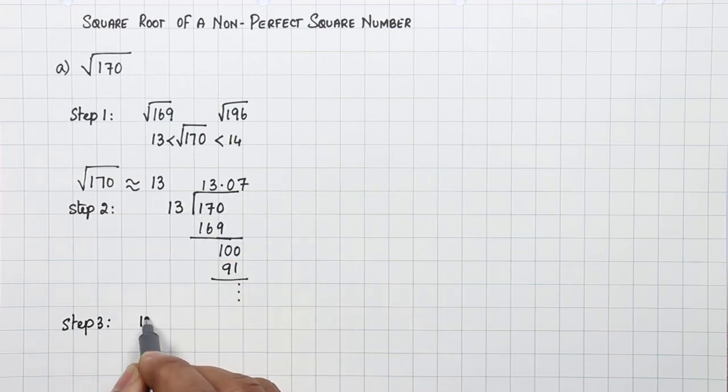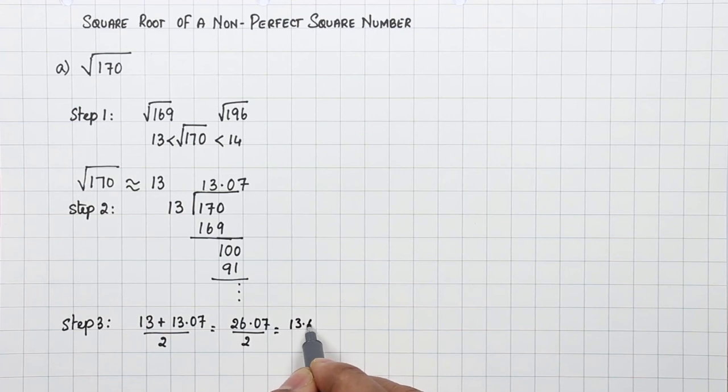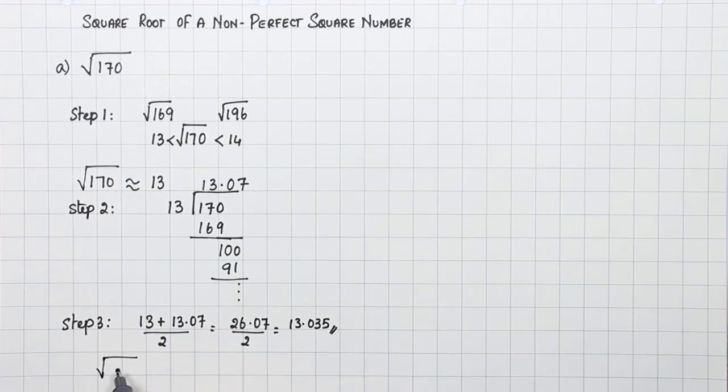Now the average of these two values is going to be 13 plus 13.07 divided by 2, which is going to be 26.07 by 2, which will give you 13.035. So this is much closer, so therefore the square root of 170 is approximately, this is only an approximated value, 13.035.